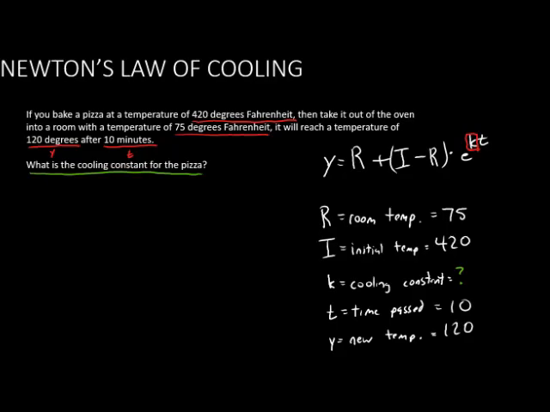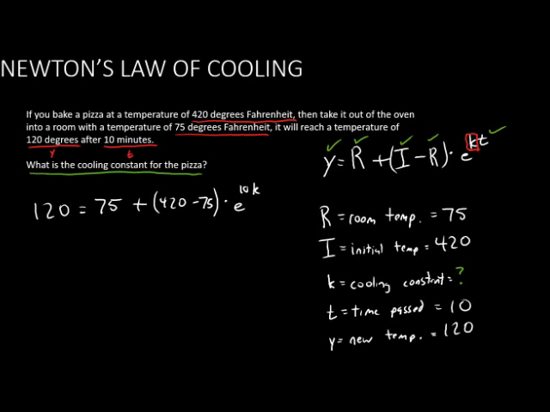Let's have a look at our equation and see which letters we know. We know R, we'll check that off. We also know I, we also know Y, and T, and K will be our only unknown in this question. Now let's place the letters in their positions, starting from the left and going right. The Y is 120. We'll set this equal to big R, which is 75, plus parentheses I minus R, which is 420 minus 75, multiplied by e to the k times t. The K will be unknown, but the time that is passed will be 10. So we'll write this as e to the 10k.